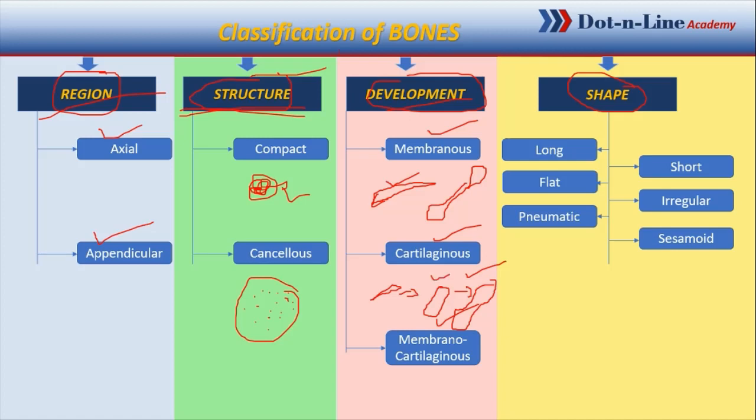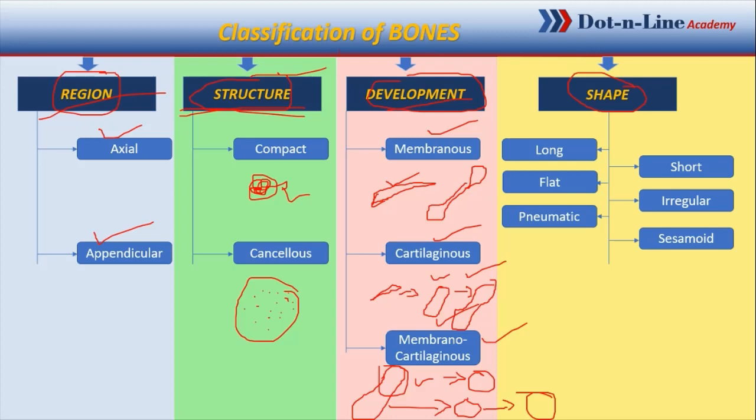In this membranocartilaginous development, partially that bone will develop directly in the bone, and partially it will develop in a cartilage, then it will develop in a bone. So it will be a membranocartilaginous bone.